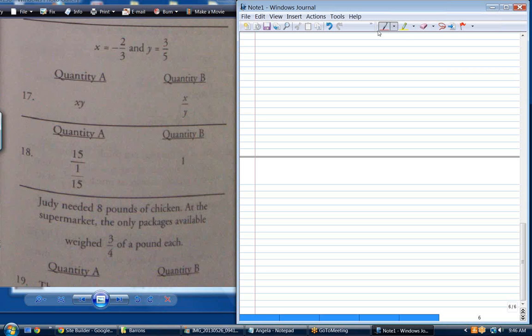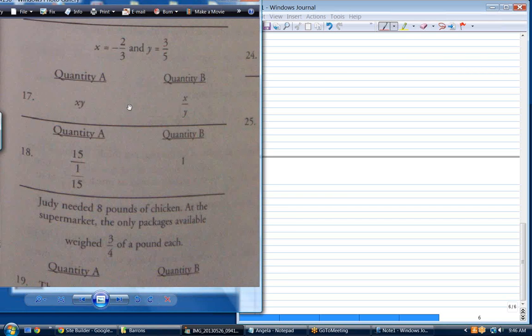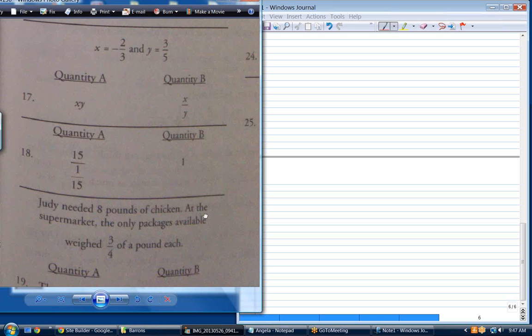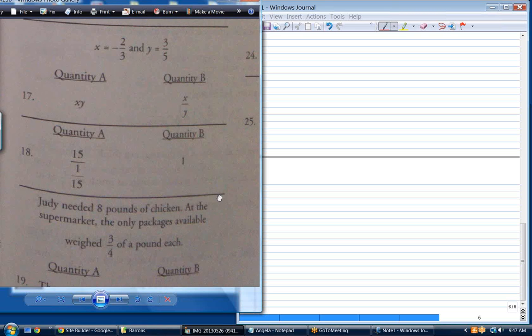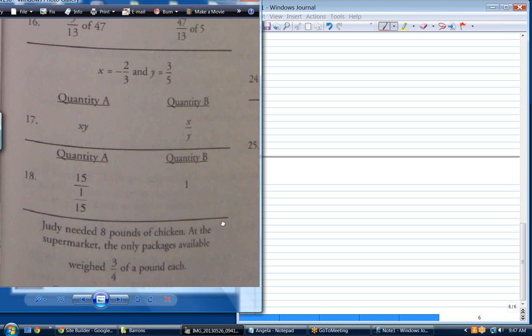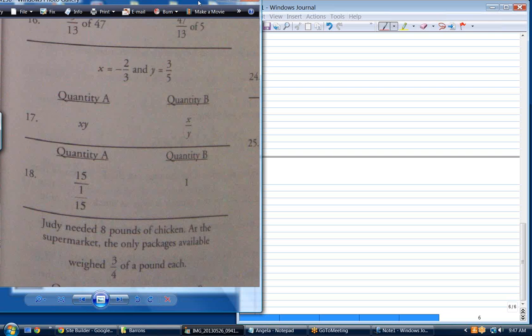Quantity B would be greater. Okay, you just did it straight manually, without a calculator? Yeah, without a calculator, yes. Okay, well, that's good. 18. Let me see, 15, 1 over 15 inverted. Quantity A.